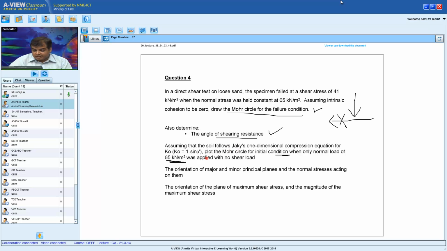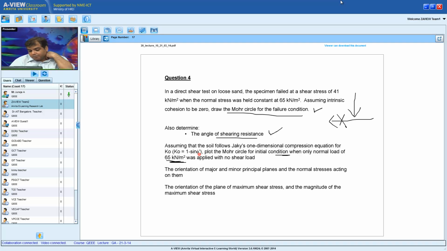There is a condition given, K0 value. Remember, we said horizontal stress is K0 times the vertical stress in case there is no deformation. And this K0 value is related to Jaky's K0. Now over here we are trying to introduce a term called Jaky's one-dimensional consolidation equation or one-dimensional compression equation, which is K0 equals 1 minus sin phi prime.